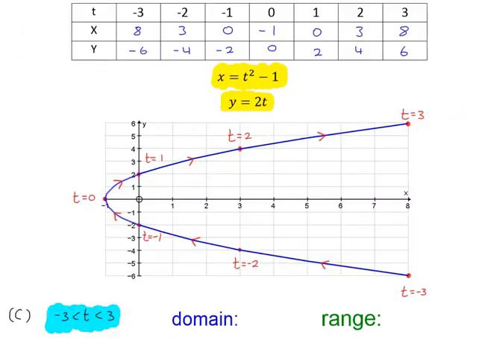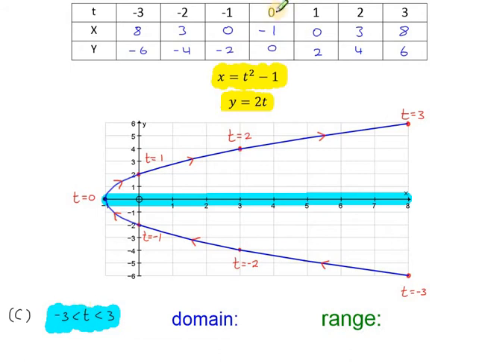Moving on to domain and range. For this graph and for these values of t, the domain will be the set of values of x for which this graph is valid, so the values of x from here to here. For example, x equals -2 would not be a part of the domain. There's no graph at x equals -2. -1 is valid.